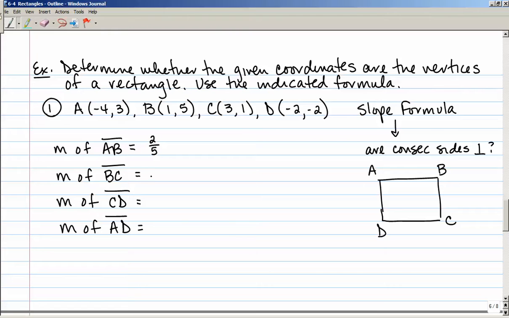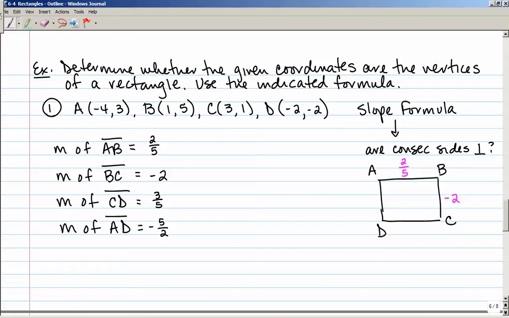The slope of BC is -2. The slope of CD is 3/5. And the slope of AD is -5/2. So if you'd like, you can go ahead and actually put those on the diagram here. So the slope of AB is 2/5. The slope of BC is -2. And right away I can stop right there because those are not opposite reciprocals of each other. 2/5 is not the opposite reciprocal of -2.